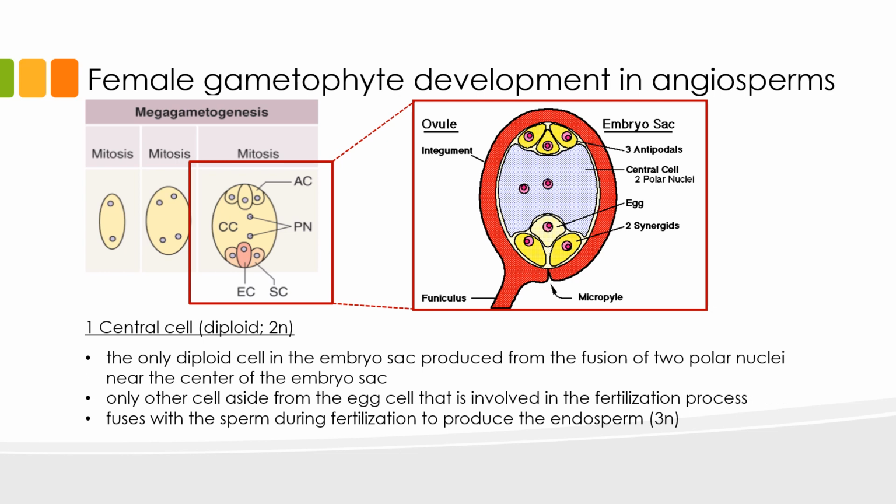Last but not least, we have the central cell. The central cell is the only diploid cell that is produced from the fusion of 2 polar nuclei near the center of the embryo sac. Aside from the egg cell, this is the only other cell that is involved in the fertilization process. During fertilization, the central cell fuses with one sperm to produce the endosperm.